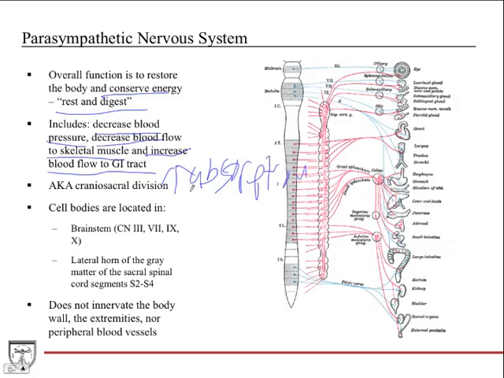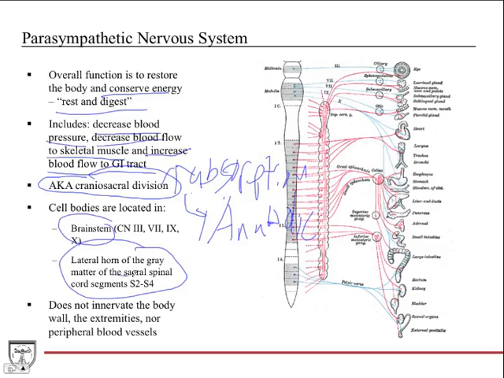Other things, on the biochemistry level: it stimulates anabolic processes as well, because you want to build up protein and glycogen stores so that the next time a stress reaction occurs, you have enough energy to do so. It's also known as the craniosacral division, and this is because of where the two locations of cell bodies are found: one in the brainstem and one in the lateral horn of the gray matter in the sacral spinal cord segment. So we'll show that on the diagram here.